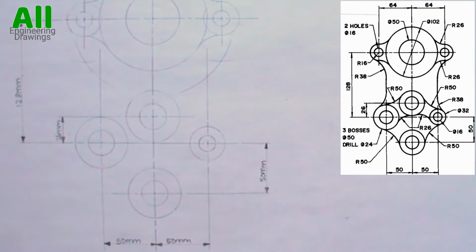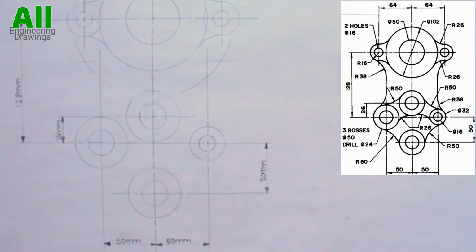Since the tangential arc on this point and this point is 26 millimeter, I will place my compass on the point where this arc intersects. Then with a radius of 26 millimeter, I will produce the tangential arcs. Now it is time to produce the 4 tangential arcs on these points.